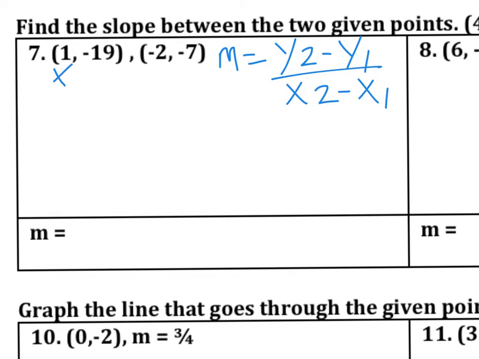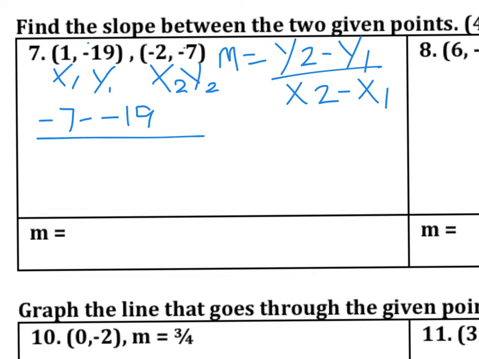1 is going to be our x, and those are our first x and y, and we have a second set of x and y, so that would be x2, y2, and we're going to plug into our formula now. All right, so it looks like we're going to use our y2, so let's do negative 7 minus our y1, which is negative 19, and make sure that you put both negative signs, and you can recognize that those will turn into a positive if you want to.